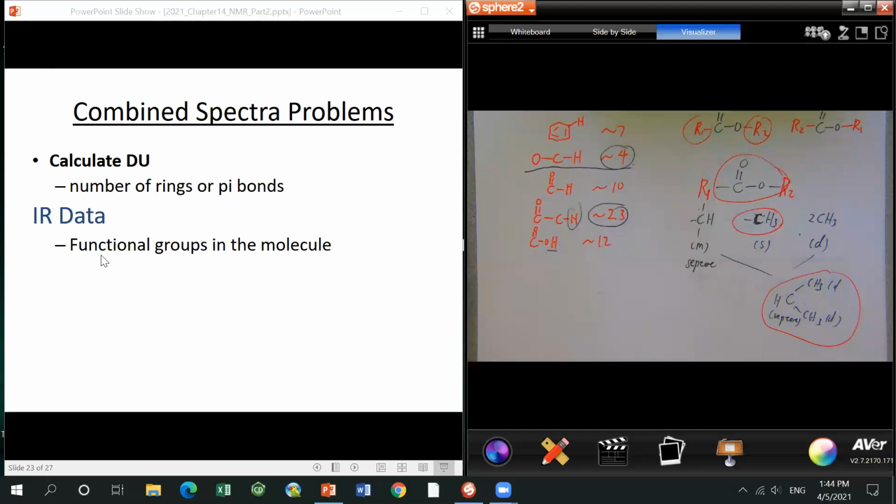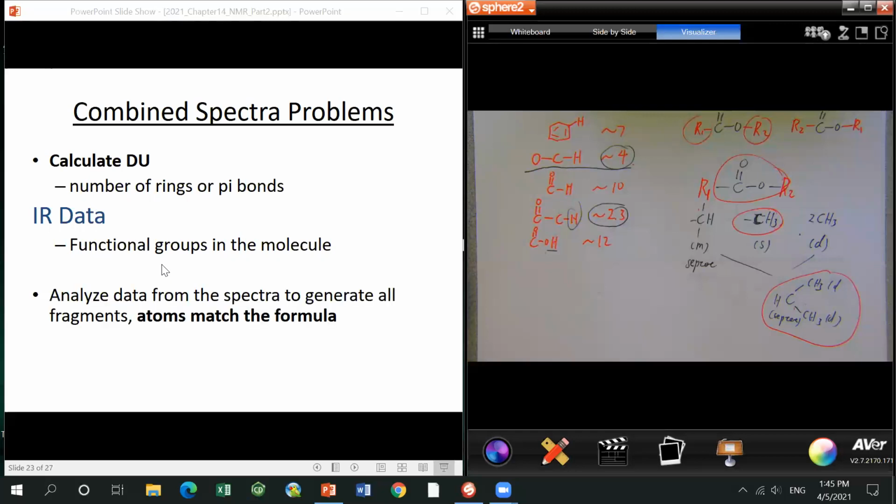And second, you try to extract functional group information from the IR. Is it a carbonyl, or maybe an amide or some other group? That's also pretty useful.